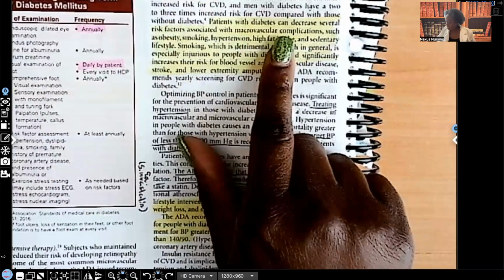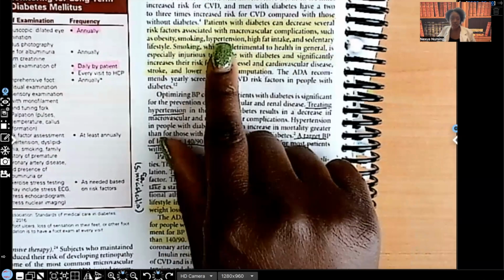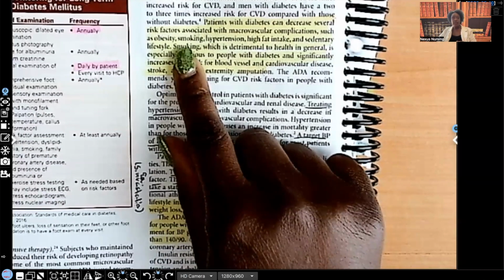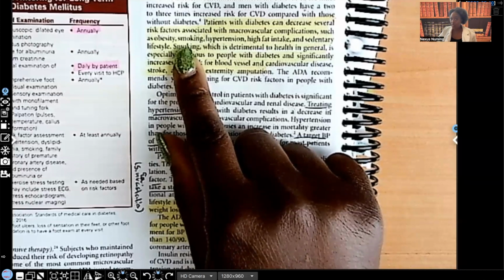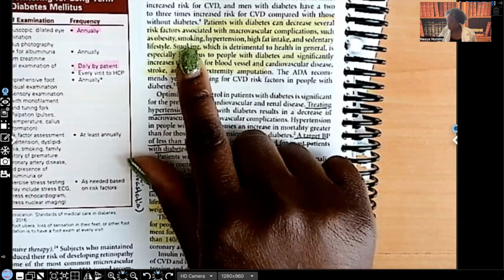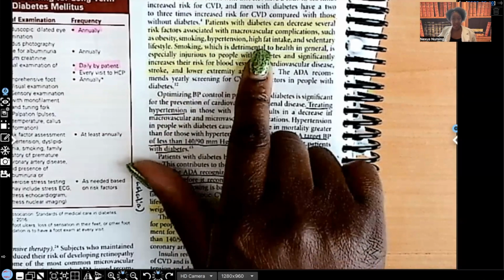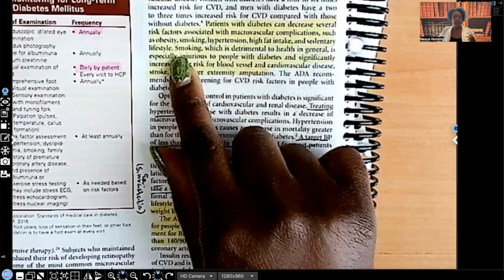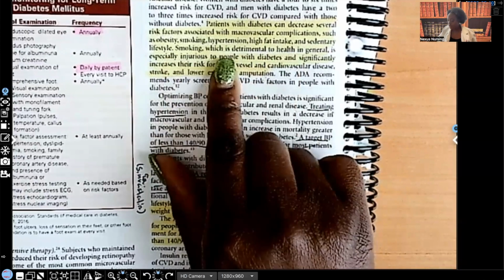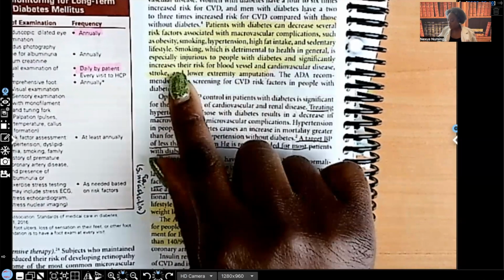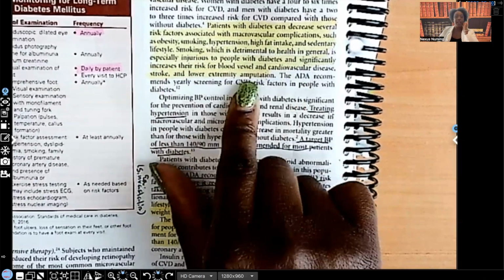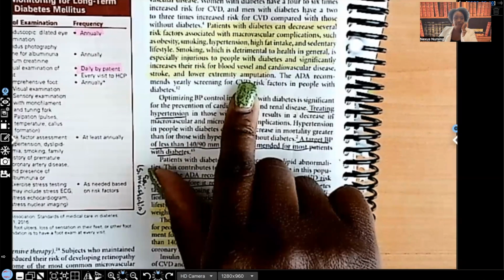Patients with diabetes can decrease several risk factors associated with macrovascular complications, such as, guys, they're giving you the list. This is a beautiful select all that applies. Hint, hint. You need to know this. What are those examples? Obesity, smoking, hypertension, high fat intake, and sedentary lifestyle, being a couch potato, not getting out there and exercising. Smoking, which is detrimental to health in general, increases the risk for blood vessel and cardiovascular disease, stroke, and lower extremity amputation. Okay?